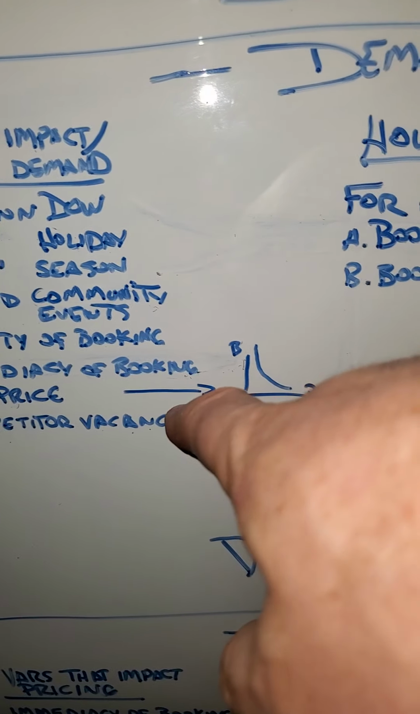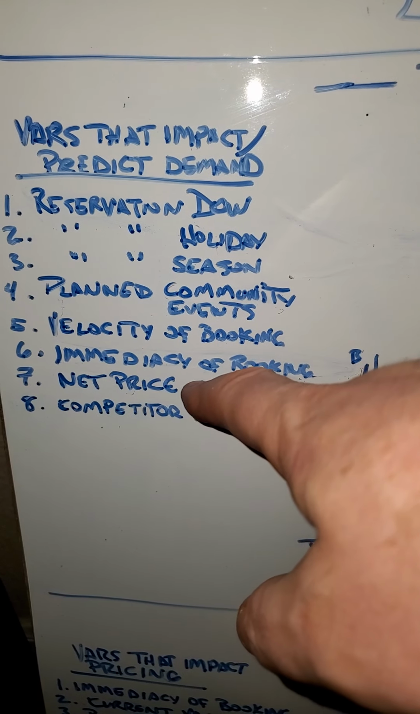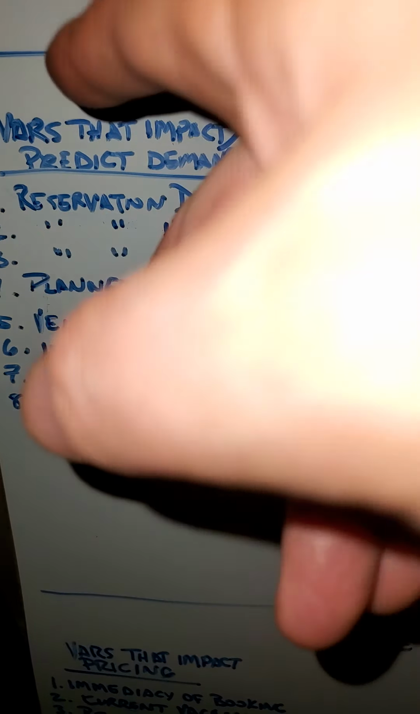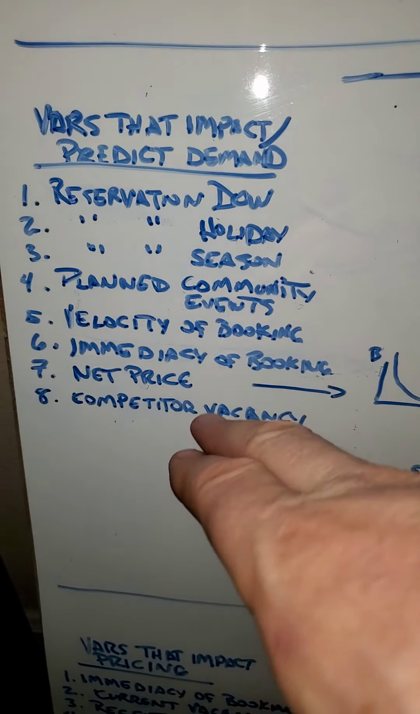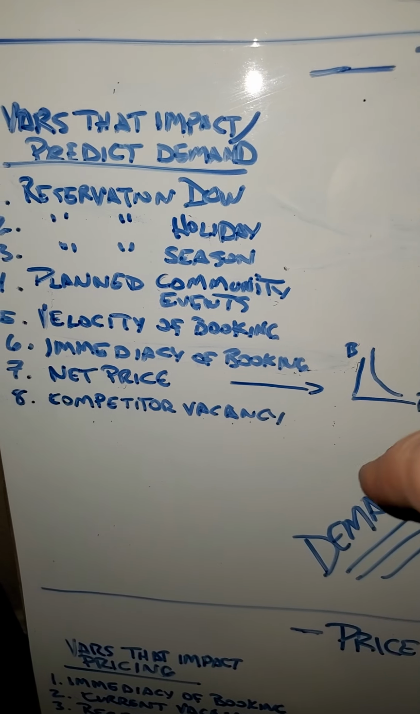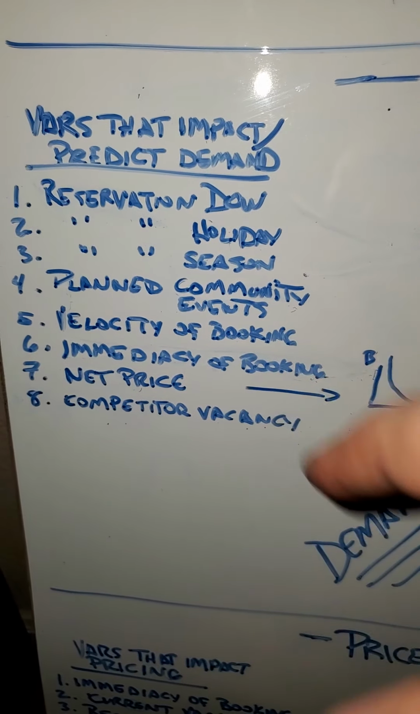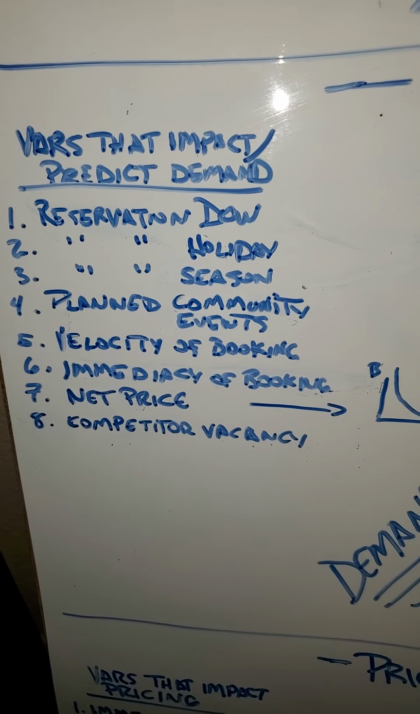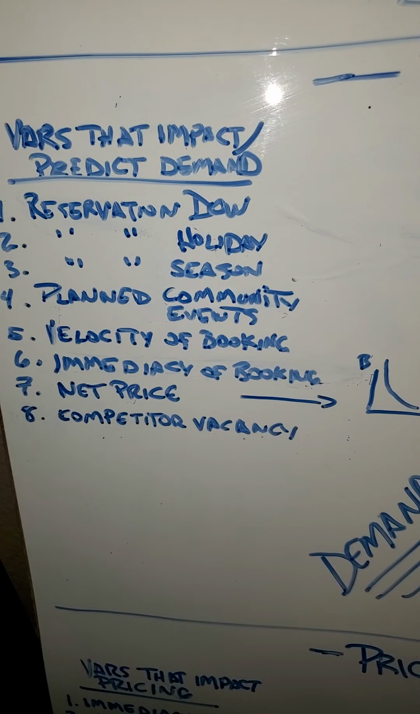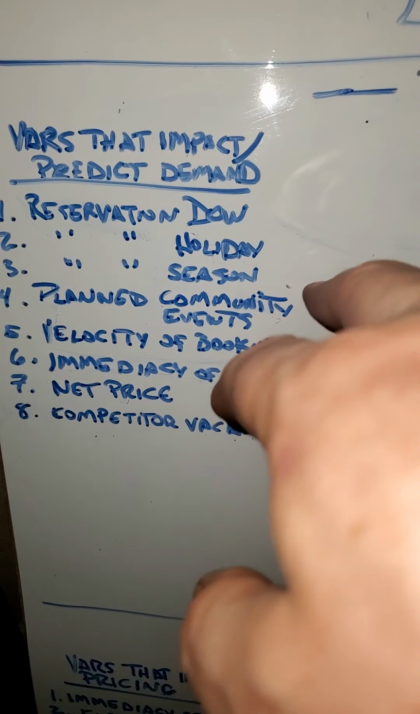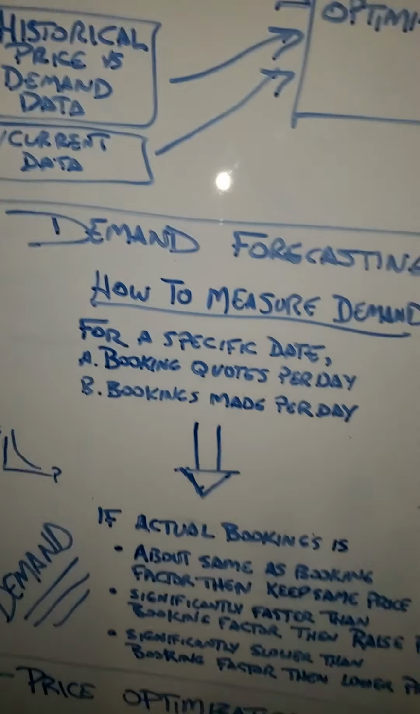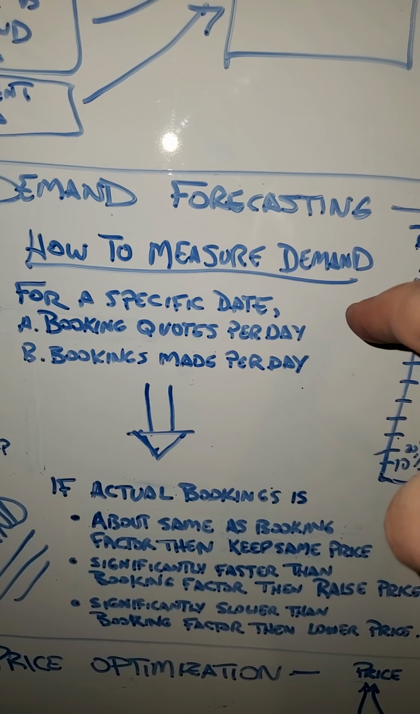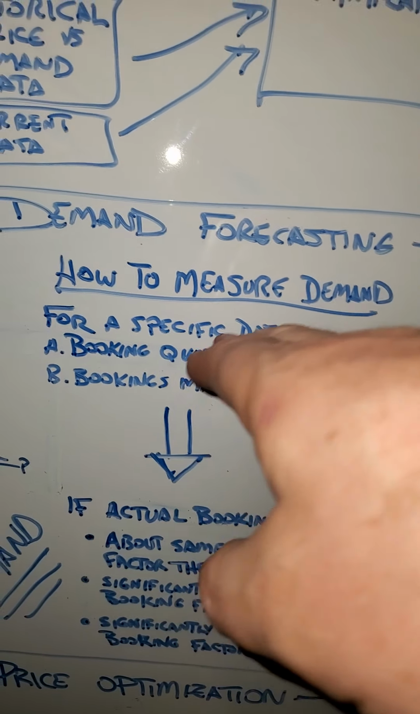Then there's the immediacy of the booking. There are two dates: the booking date and the reservation date. The closer the booking date is to the reservation date, which is the immediacy, the higher the price. Then there's the net price, and I can't remember what I was going to say about net price. I drew a little relationship here, but it's not that important.